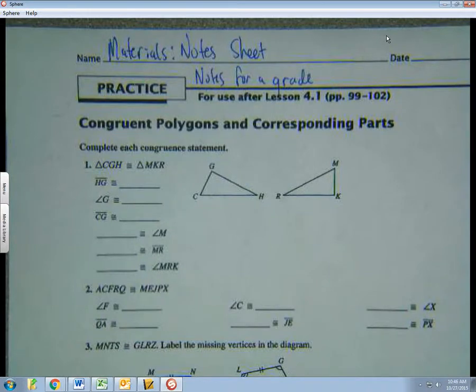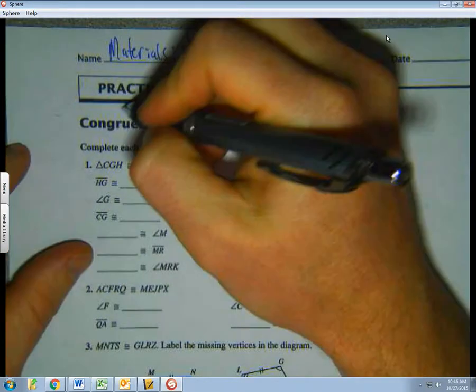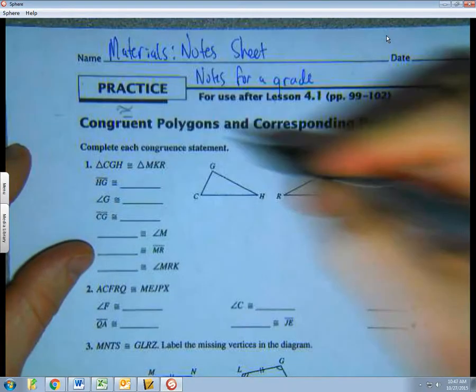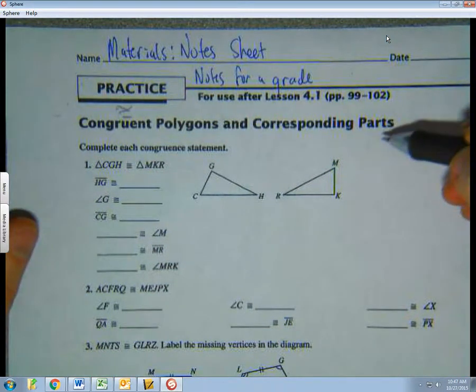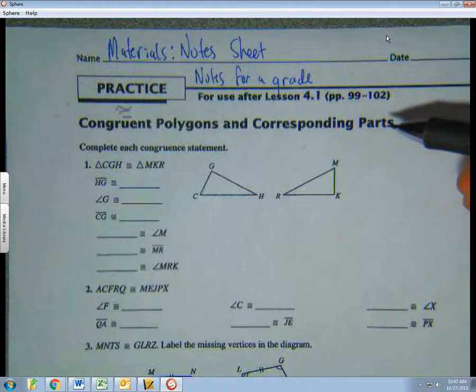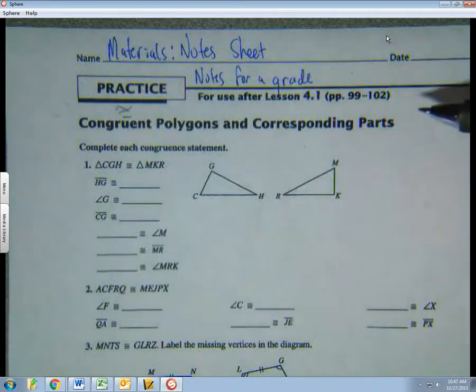Alright, so congruent polygons. We've talked about that before. We've got a symbol for that. And now we're going to talk about corresponding parts. Okay, and this is a common theorem in Euclidean geometry, which is what we're studying.